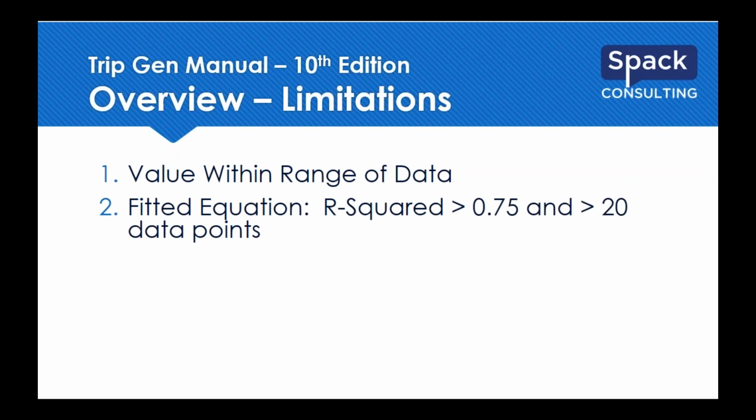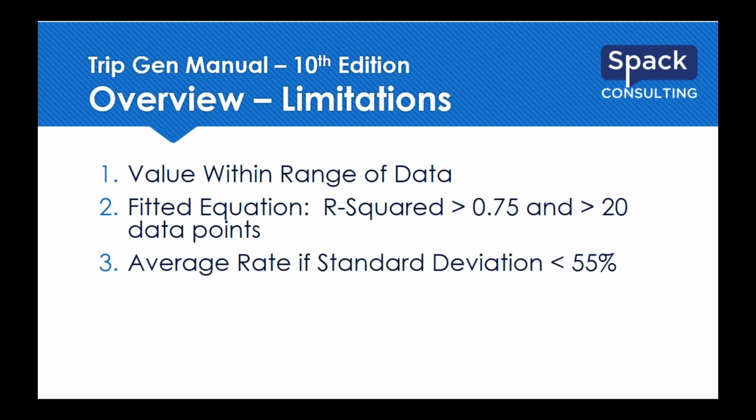Next one is just with the fitted curve. The fitted equation is not provided on all the land uses, but it is provided on some. But in order to use that equation, you need that R squared value to be above 0.75, and there should be more than 20 data points. So as you're looking at the data, how much do we put into that? This gets more into the statistics of everything, but you need a lot of data to be statistically valid and then to use that fitted equation.